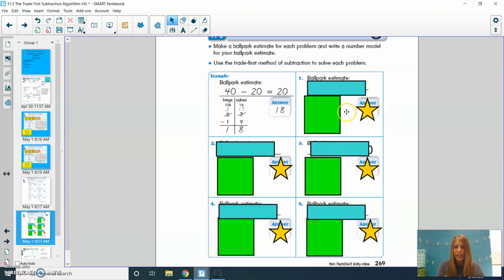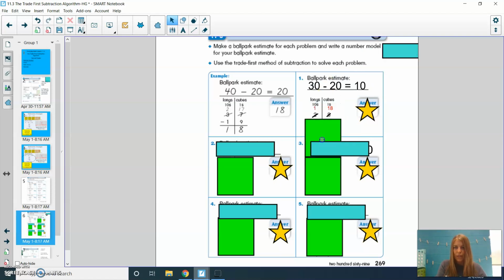All right, second graders, so we are done with problem number 1. So your ballpark estimate when we're working with the problem 28 minus 19, you would have rounded 28 to 30, and you would have rounded 19 to 20, giving you that ballpark estimate of 10.